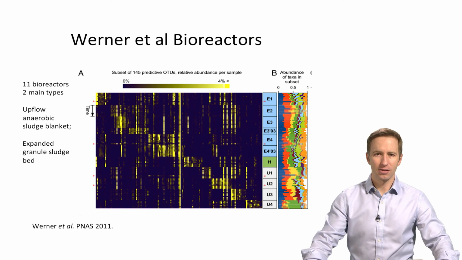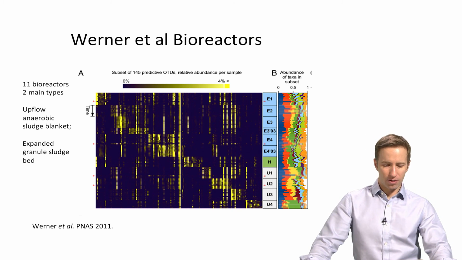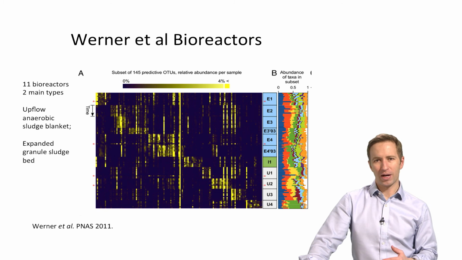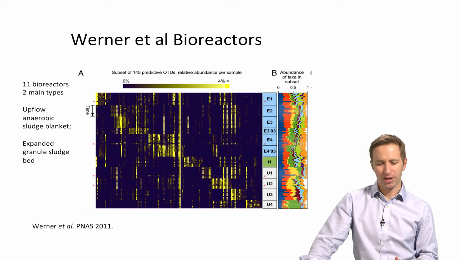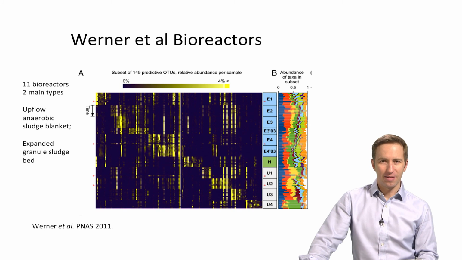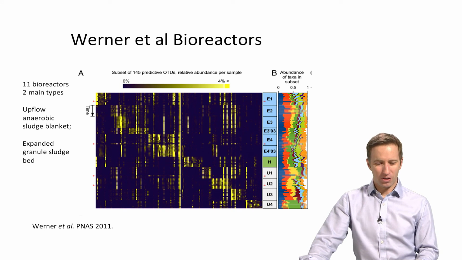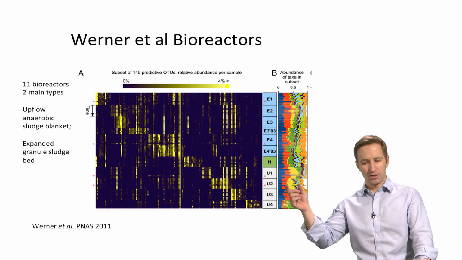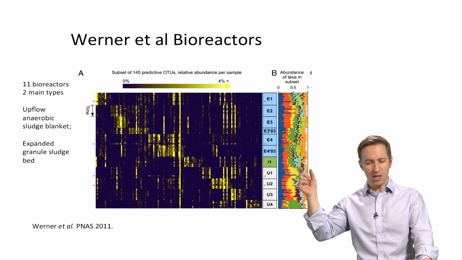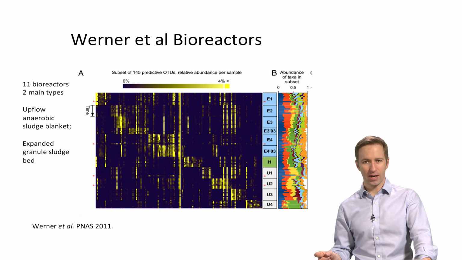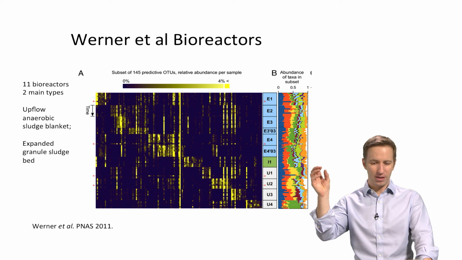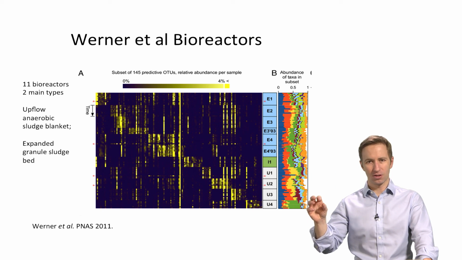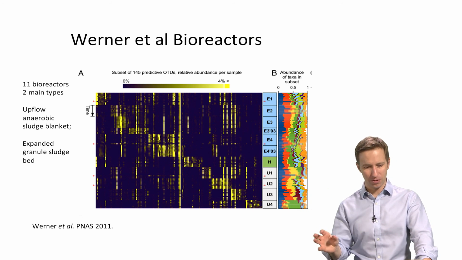This was an analysis with Jeff Werner and Rob Knight and Lars Angenant of the microbial communities at a bunch of bioreactors for treating wastewater at breweries. And what we saw was that the community structure was very unique for each of the different types of reactor. Well, so it was unique for the different individual reactors, and then also somewhat unique for the different reactor types.